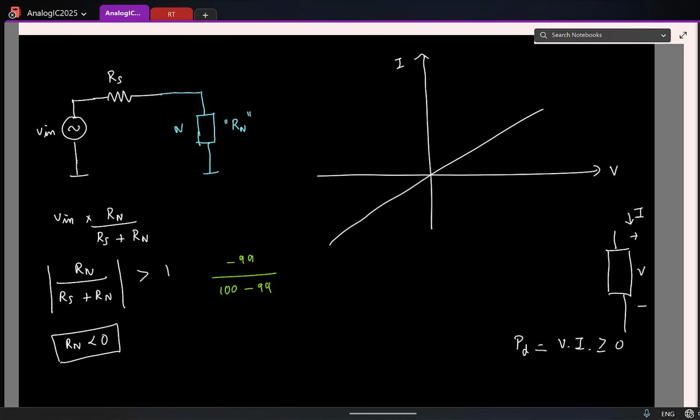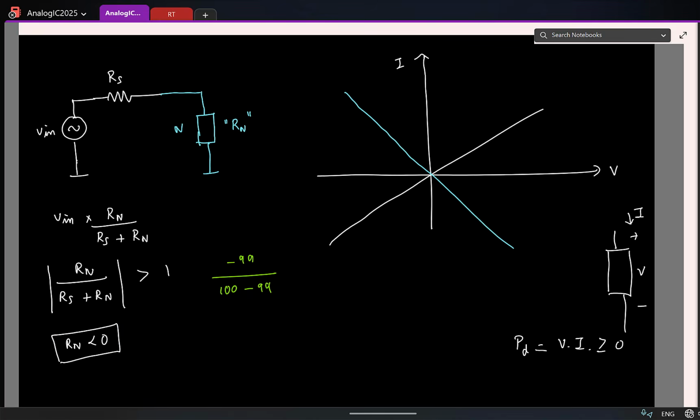Something like this. If I want to have negative resistance, how should the characteristic look like? Like this, negative slope. So based on this, can you tell me, can I have something like this? I mean, the idea is, if I want to have this Rn to be less than 0, the characteristic should lie in second and fourth quadrant.